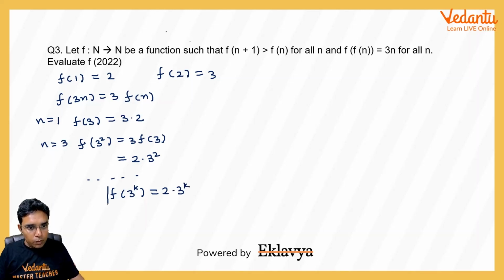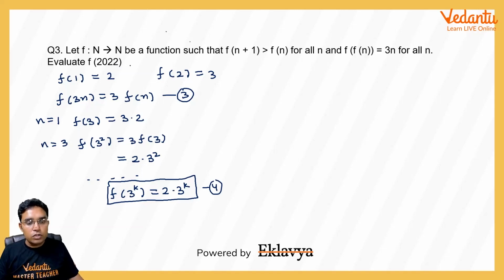If we keep on doing this, at least we have found the value of the function for any n that is a perfect power of 3. So this was equation number 3, let me call this equation number 4. But this 2022 is not a perfect power of 3. Forget about perfect power of 3, it is not even a multiple of 3. Then how to do this? Now to do this, a few more steps will be involved.